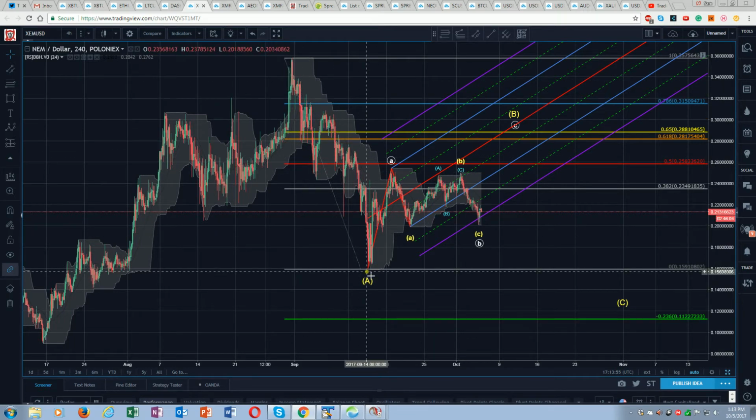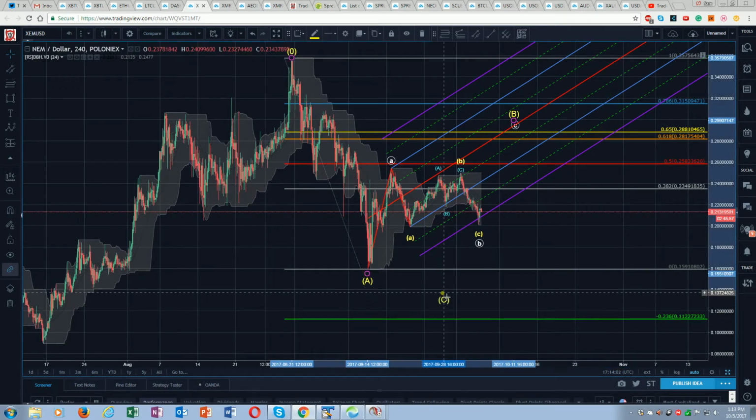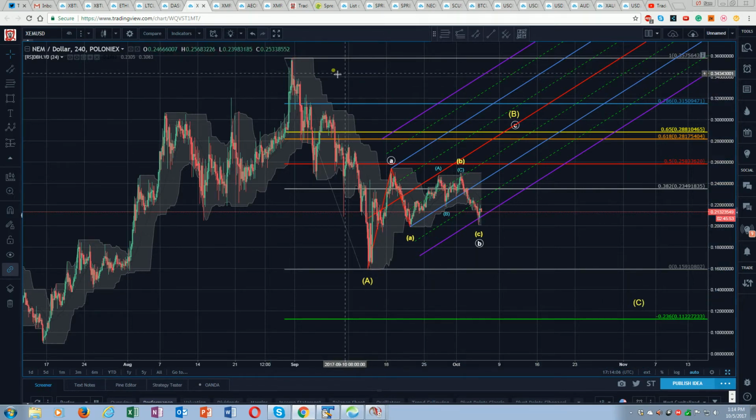But it broke down into 5. There's the A, B, C. So this could have been the A, the B, and the push down for the C. We don't get it, right? That's just like Bitcoin. We're all looking for that. We don't get it. So now we've gone into some sort of complex correction.